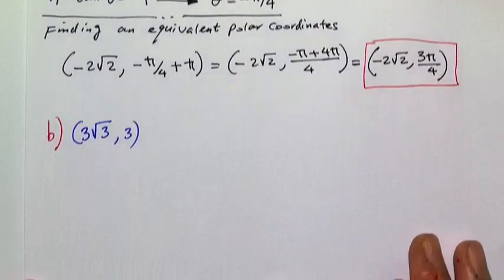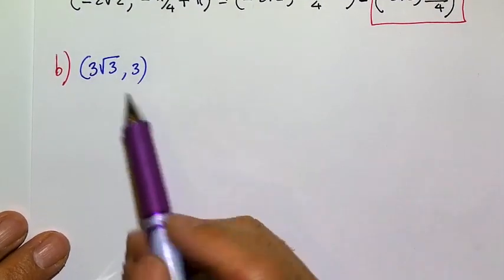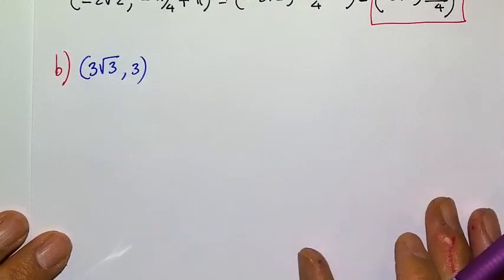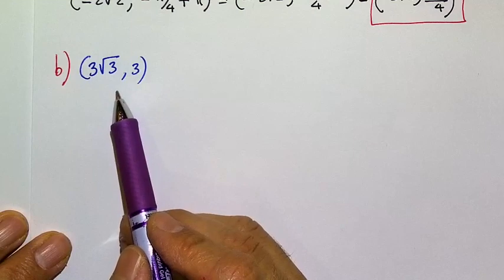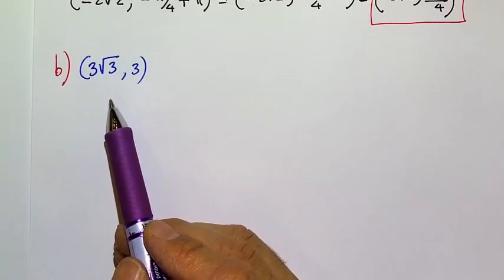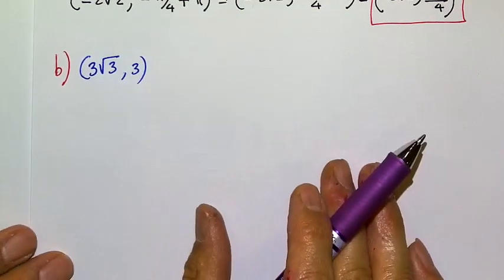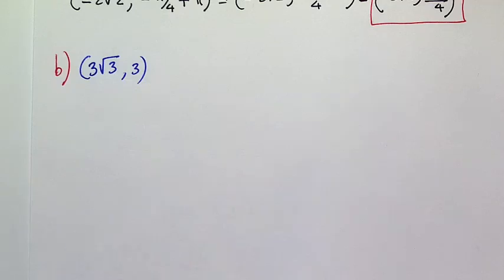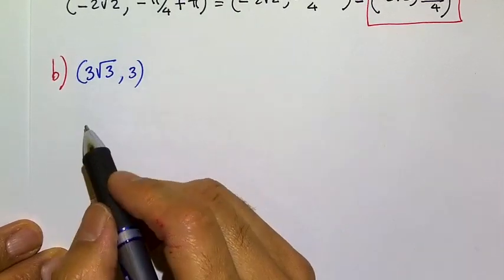Okay, so go ahead, pause the video and find the polar coordinates for this, and then also find an equivalent polar form such that r is negative. Okay, so in the end, I hope our answers agree.